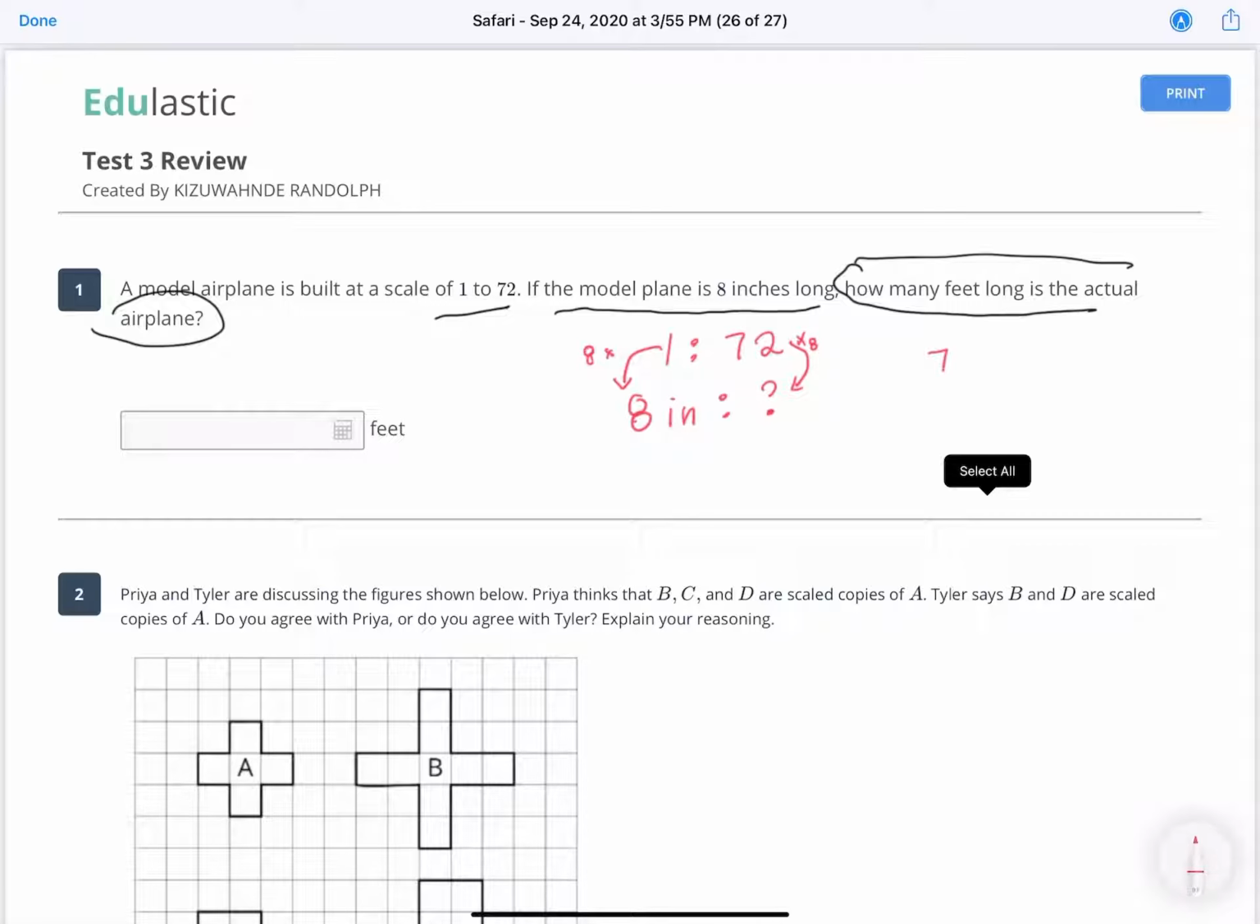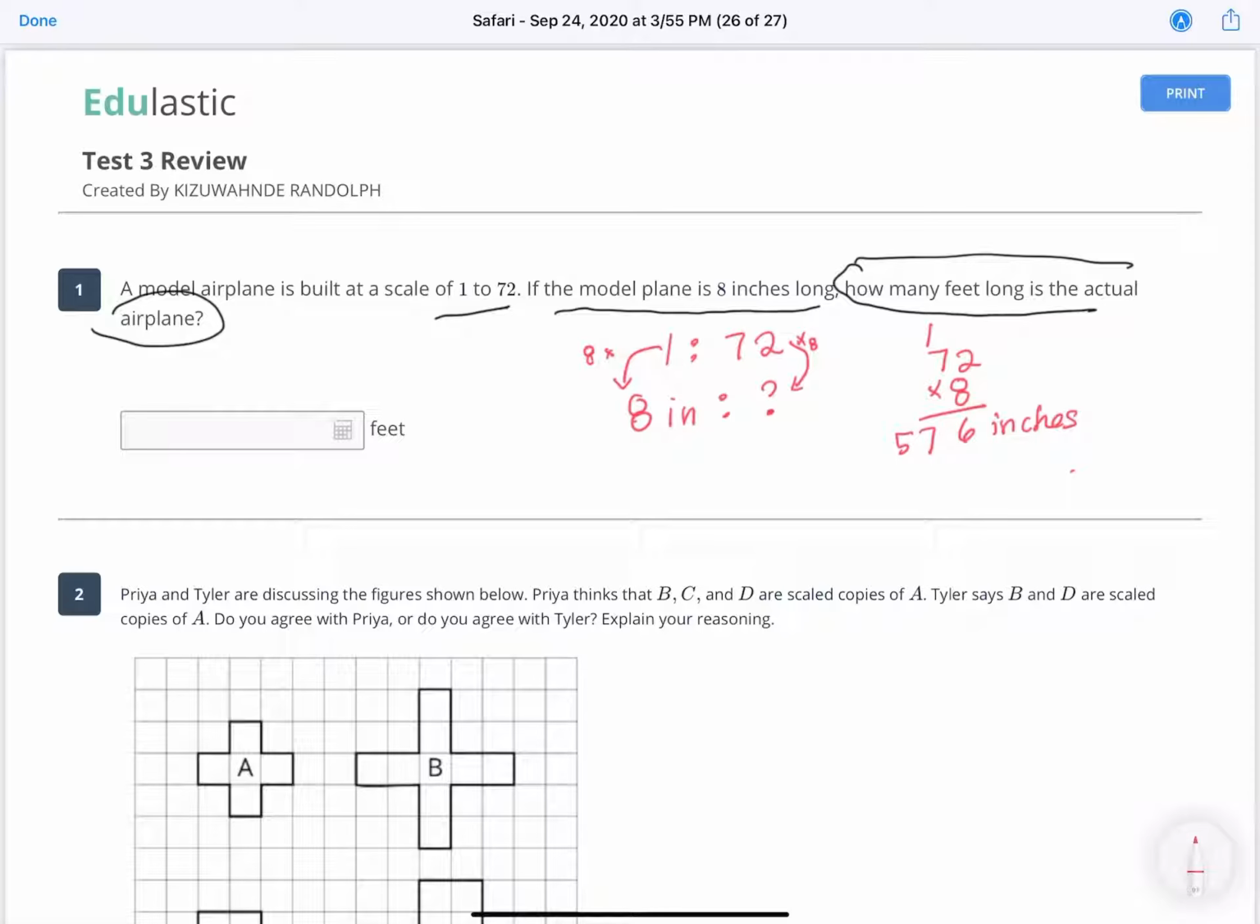So I'm going to multiply 72 times 8. Disregard that select all. I don't know why it's saying that. But 6, carry the 1, and then it's going to be 576. But this is 576 inches. The question is asking me how many feet.